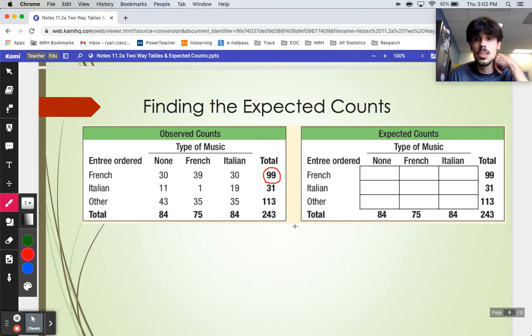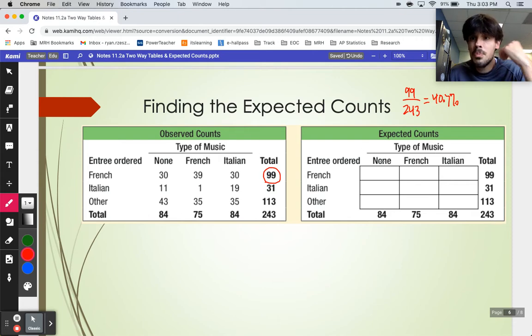But the issue is that the groups aren't always going to be the same. And in fact, there were fewer people who had the French music, for whatever reason. So I can't just straight up split this in three. What I would do is calculate there were 99 people who ordered French food out of 243 people. So 99 out of 243, type this in a calculator real fast. That's about 40.7%. So 40.7% of all the people took French food, 99 out of 243.